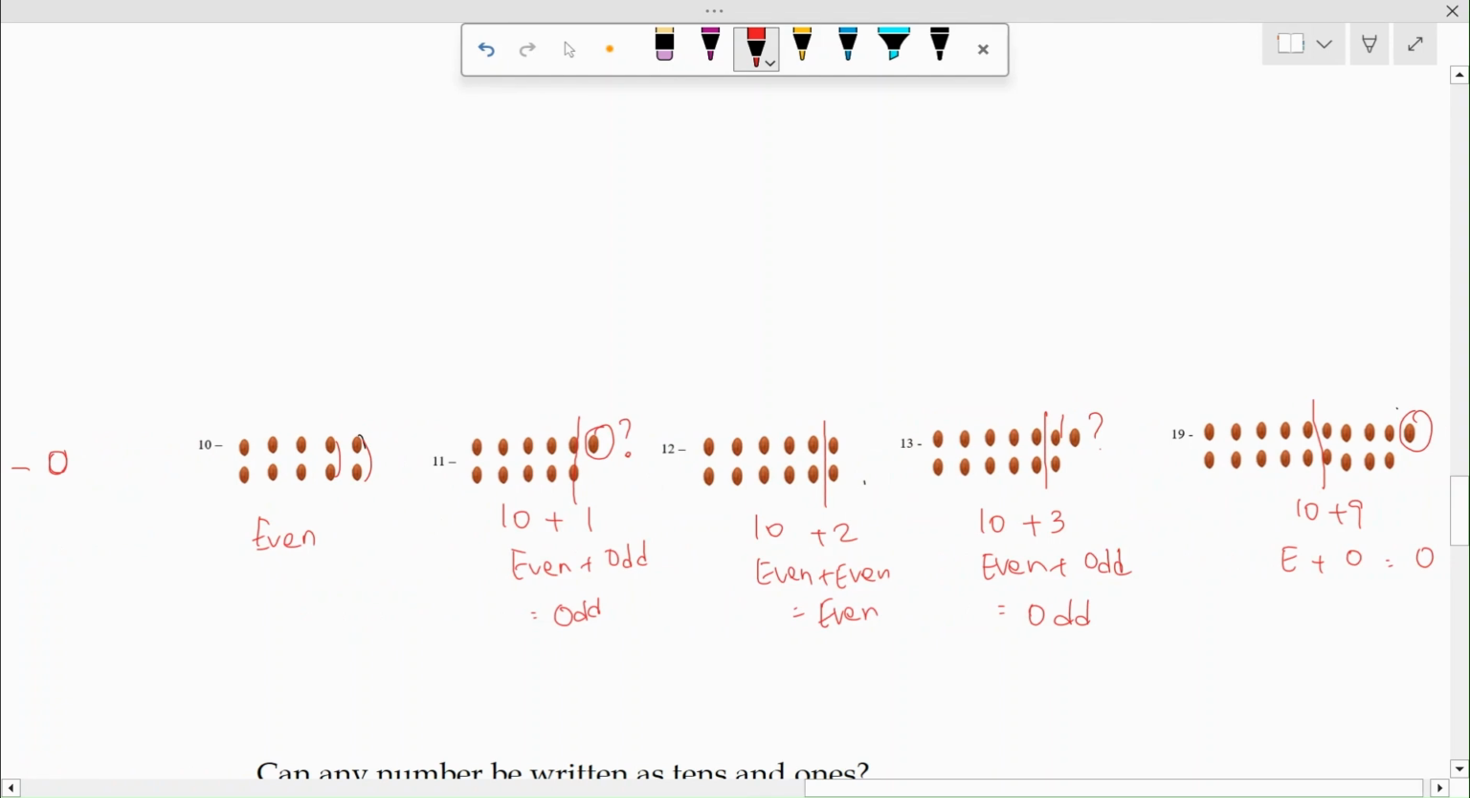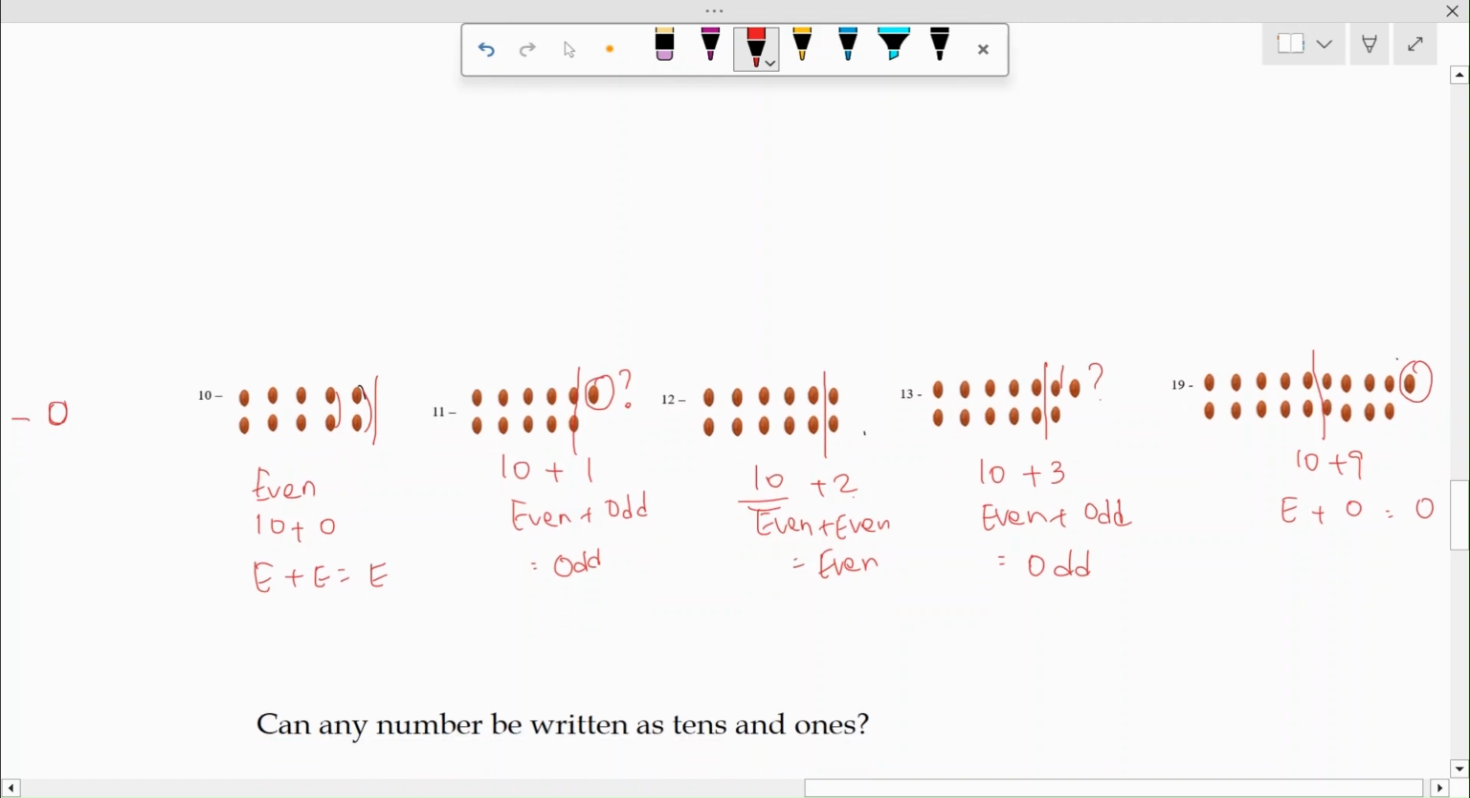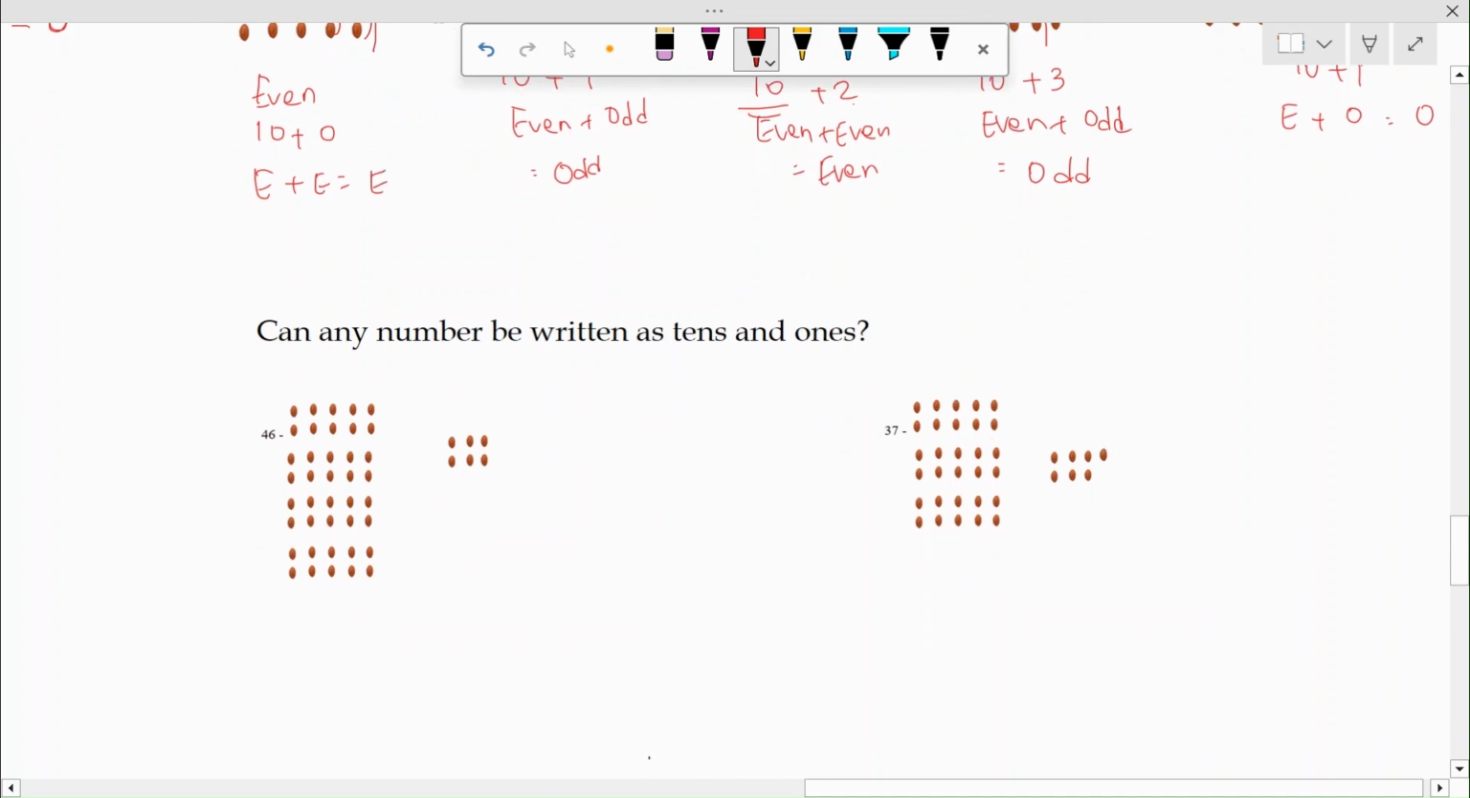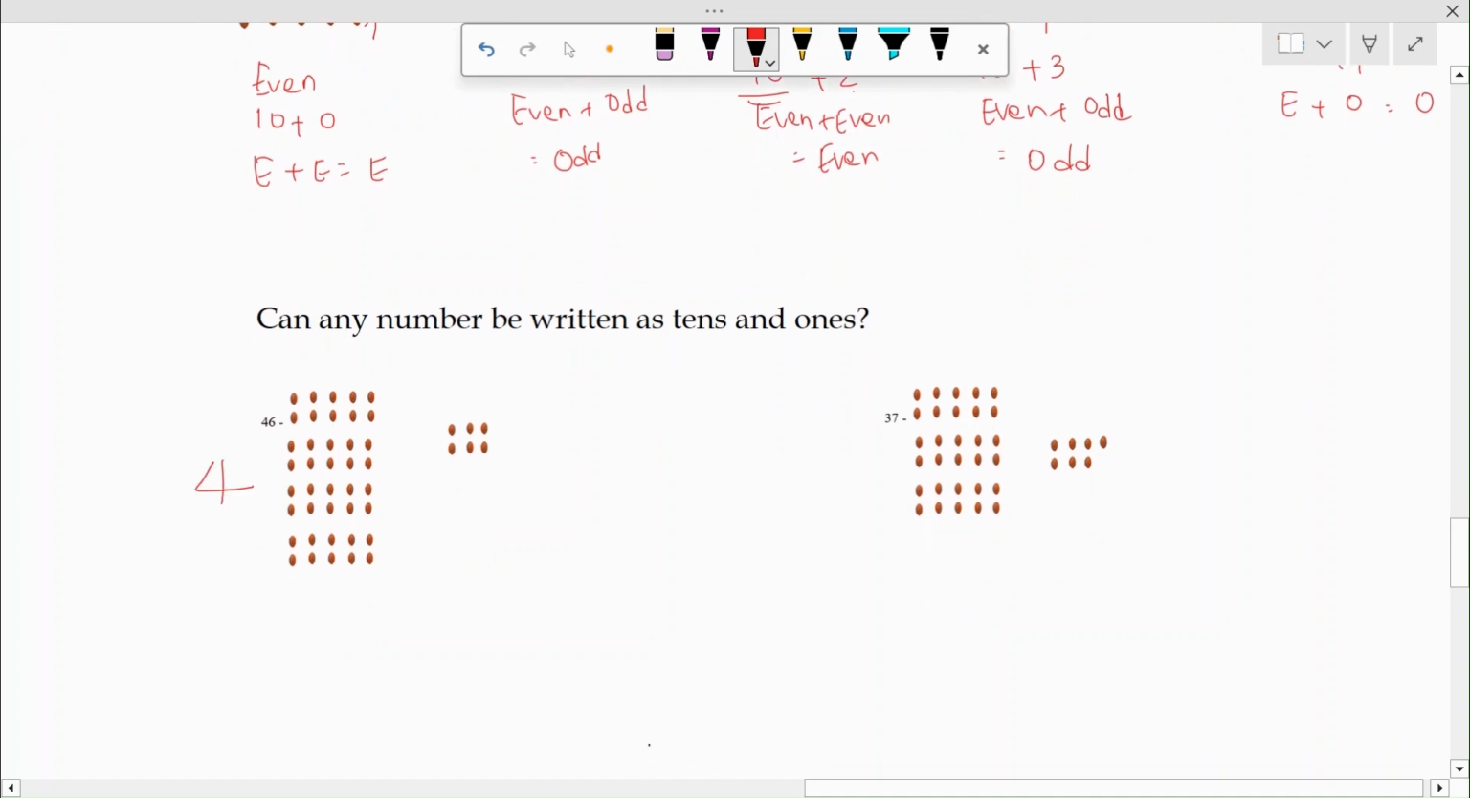So, with this experiment of splitting the numbers into tens and ones, we can find that even plus odd is an odd number and even plus even is an even number. So, for any tens, if you add 0, 2, 4, 6, or 8, it is an even number. So even for 10, you can write it as 10 plus 0. There are no pairs left over. So even plus even is an even number. So then comes the question of, can any number be written as tens and ones? Yeah, so let's take this example of 46.